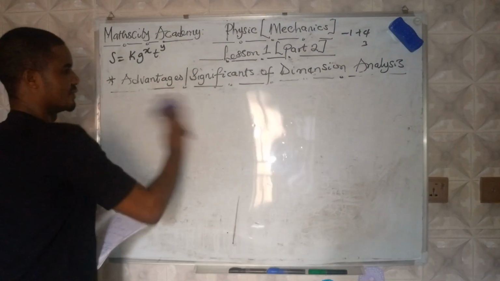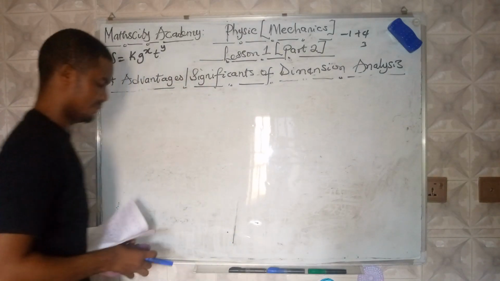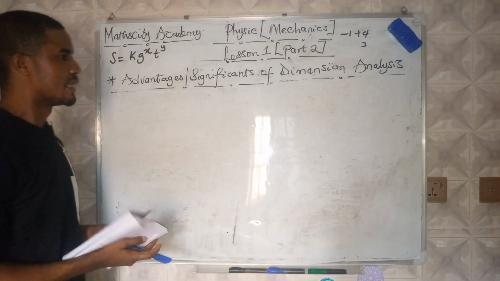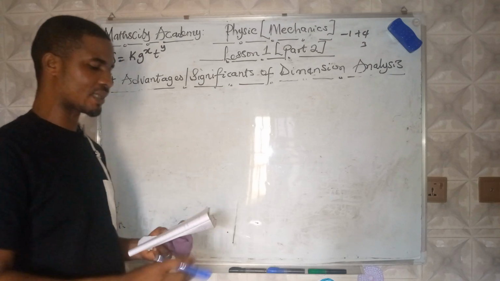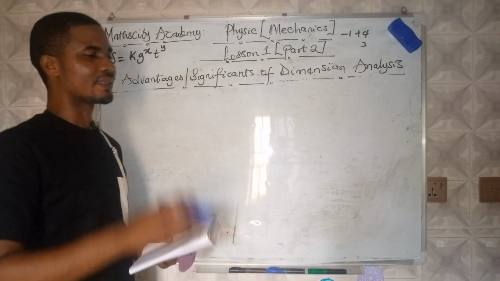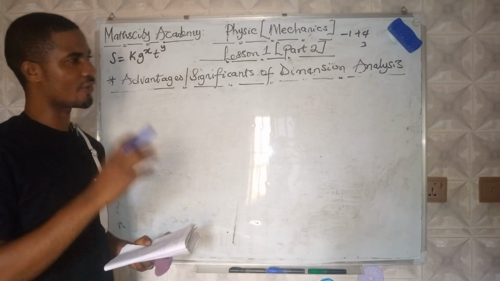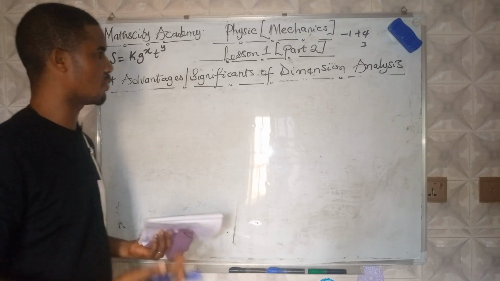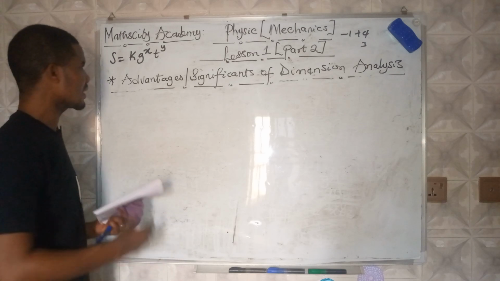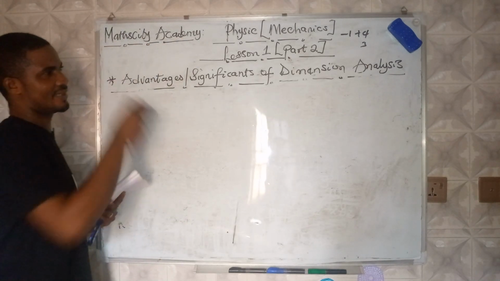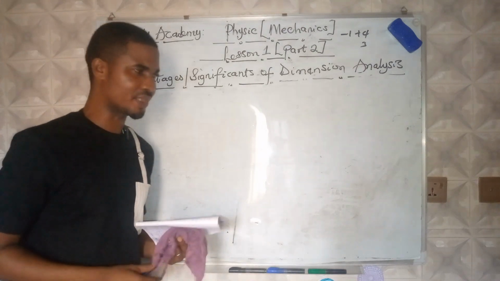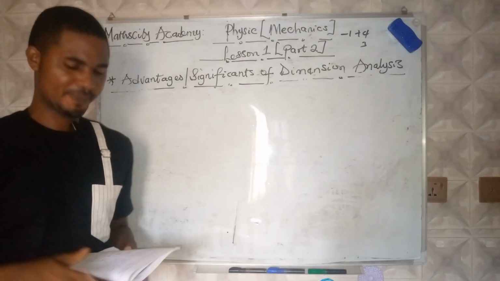Advantage number 4 is that dimensions are used to establish the correct formula for a physical equation. What are we saying here? If I want to get the formula for a physical equation, let me explain something.